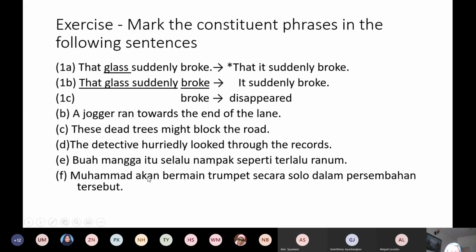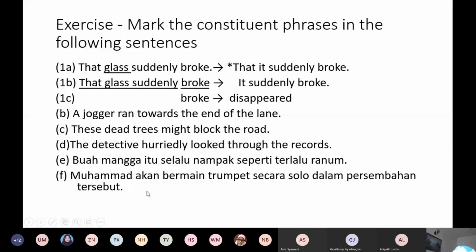So Muhammad is one, bermain is another one, number 2, akan number 3, and then trumpet number 4, secara solo number 5, and then I would break down dalam persembahan tersebut. I would break it down into dalam as 6, persembahan tersebut. Bolehlah kita kata 7, atau ada orang boleh kata 8 persembahan dan tersebut kan.